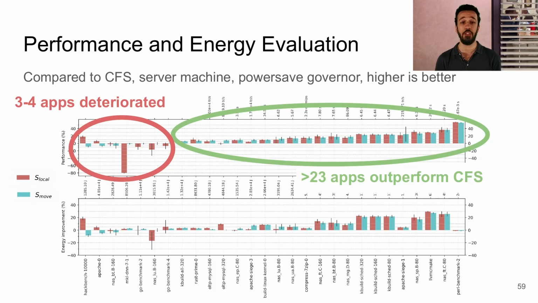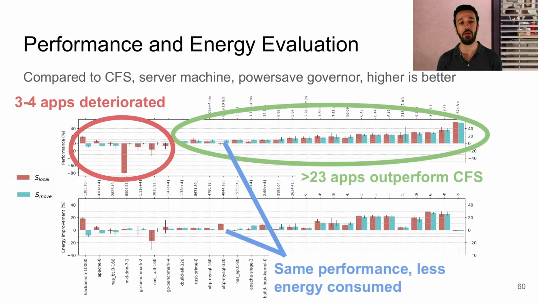In terms of energy, both strategies perform better than CFS on most applications. Most of the gains are due to the improved performance, like in our case study. However, we also observe that some applications have higher energy savings than performance gains. For example, this Sysbench OLTP benchmark has the same performance with CFS and S-local, but saves energy with our strategy. This can be explained by the fact that fewer cores are used, hence the saved energy.